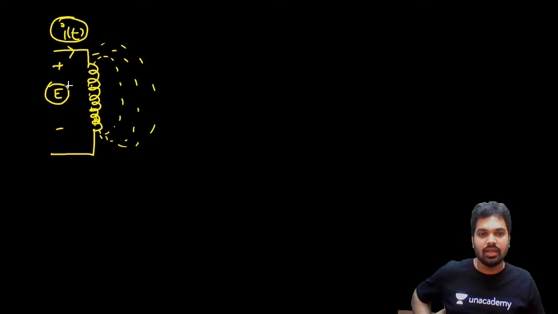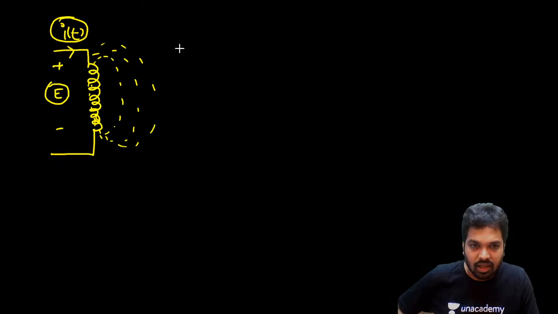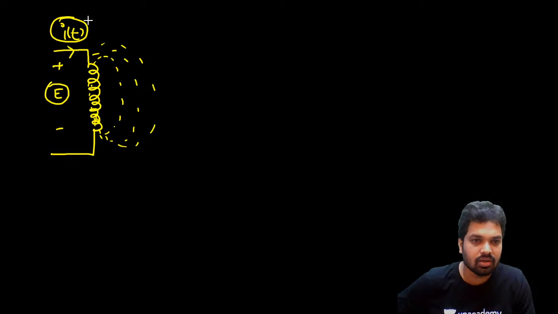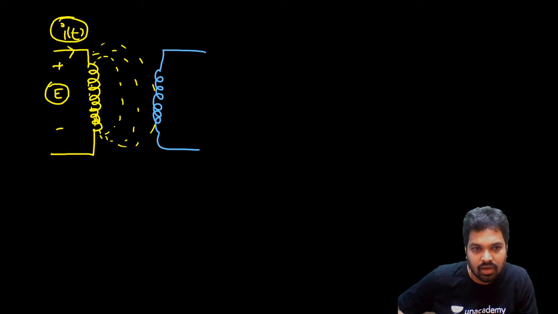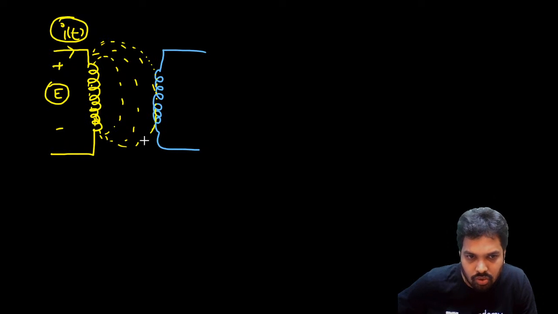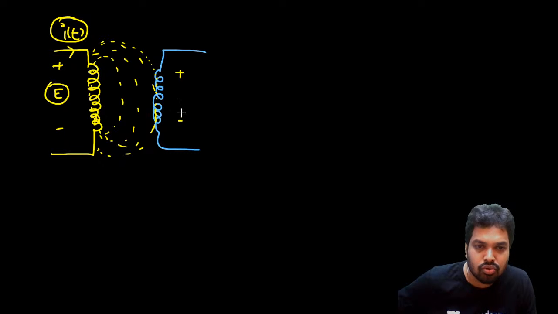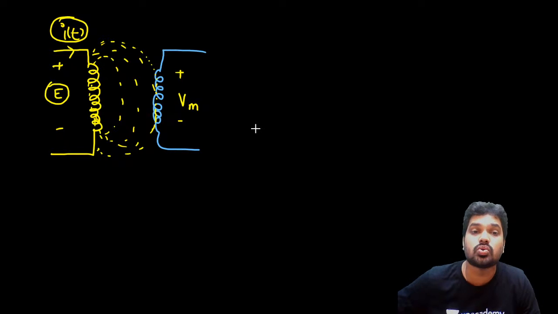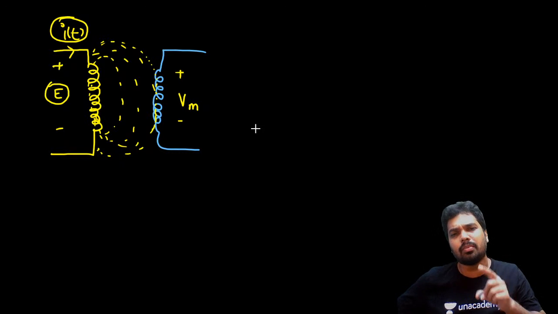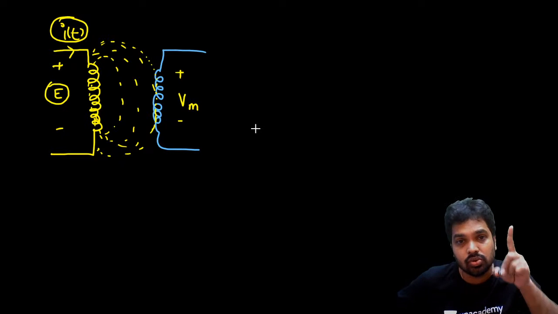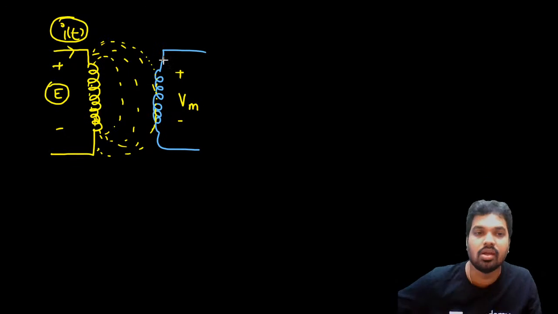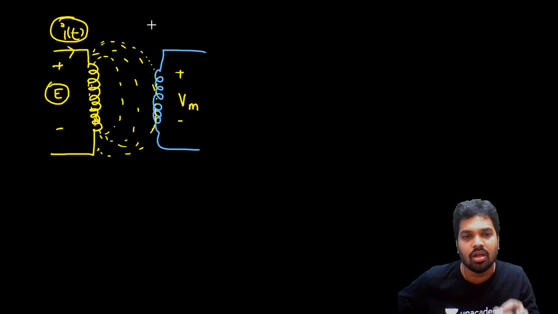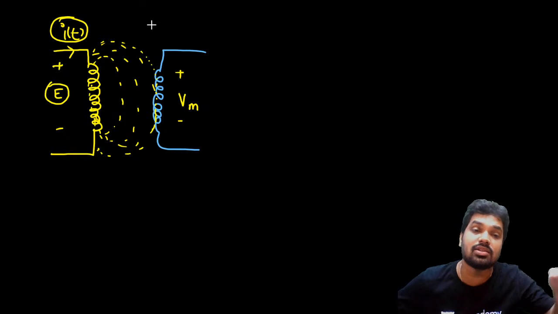Now, if I bring another coil, otherwise I will write with a different color, in the near vicinity of these field lines, then what happens? These lines may cut this coil also, and because of this I get some induced EMF here, that is called mutually induced EMF. In every problem you should keep this in mind: mutual induced EMF is always due to current in some other coil. It is not due to current in its own coil. It may be 2 coils, 3 coils, 4 coils, anything. The mutual induced EMF is always due to current in some other coil.